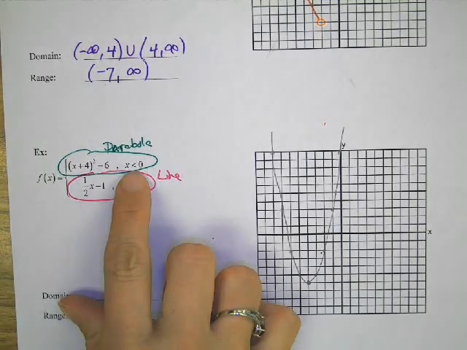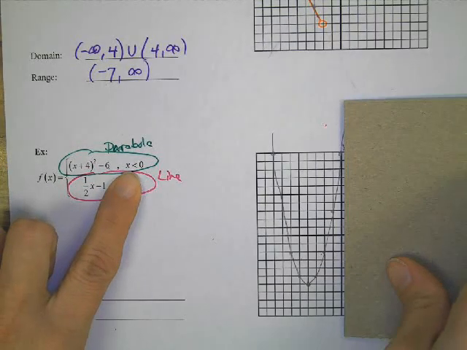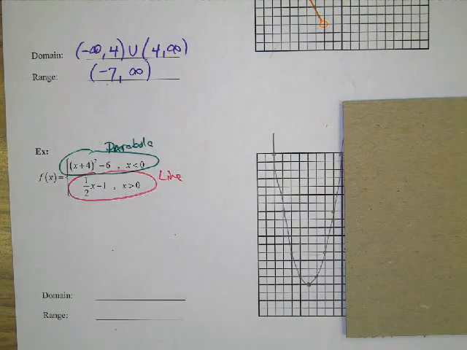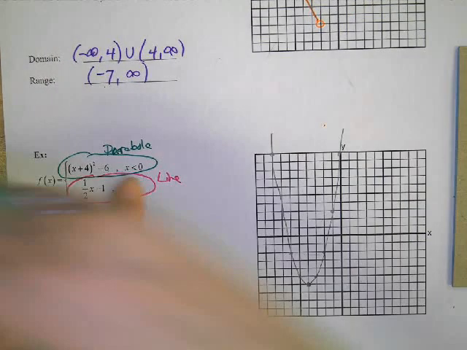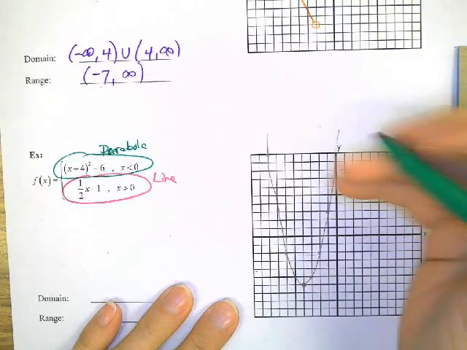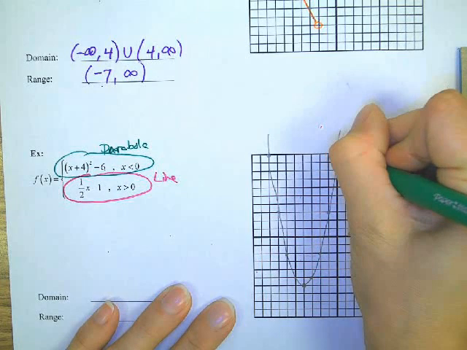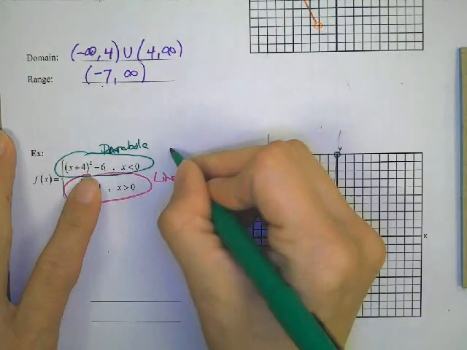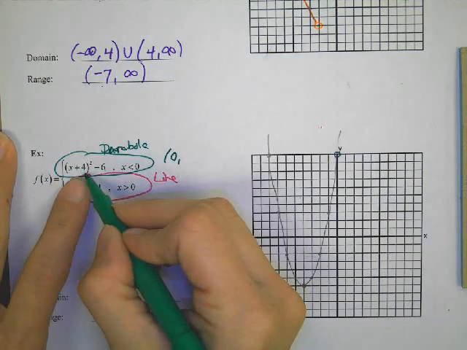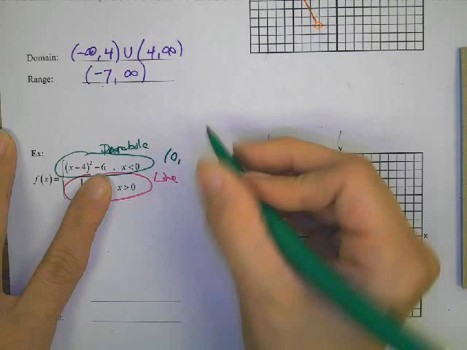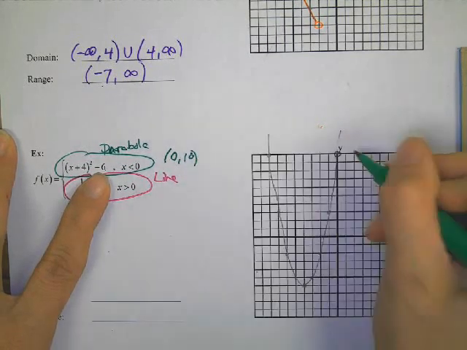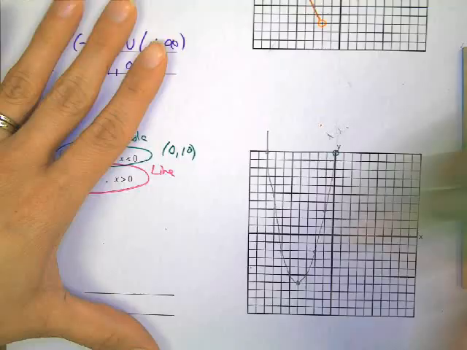If I plug in 0, 4 squared, 16 minus 6 is 10. Oh, perfect. That's right where I was. So I want the parabola starting there at 0, 10. All of this parabola forever, forever, forever. Don't forget to put your arrows on. There you go. Everything to the right is going to be a line.